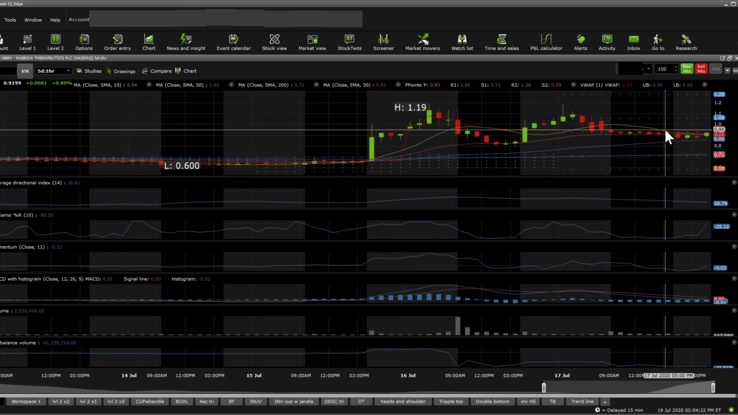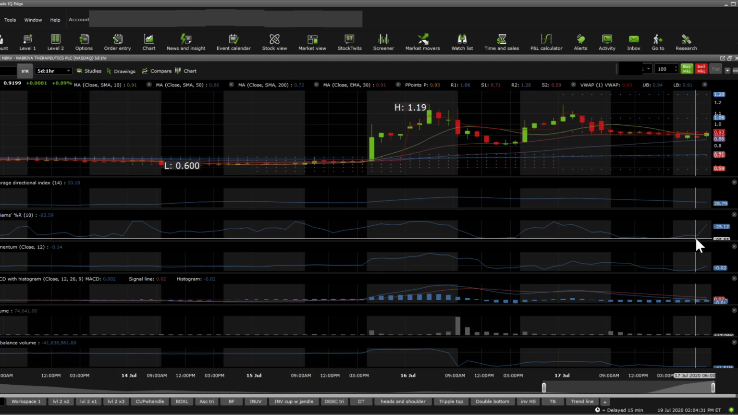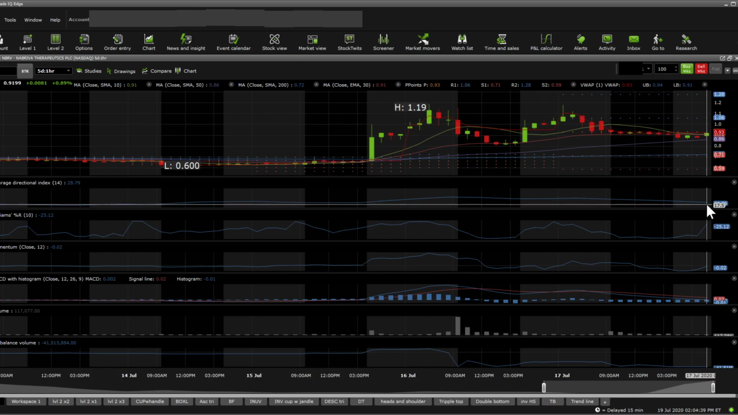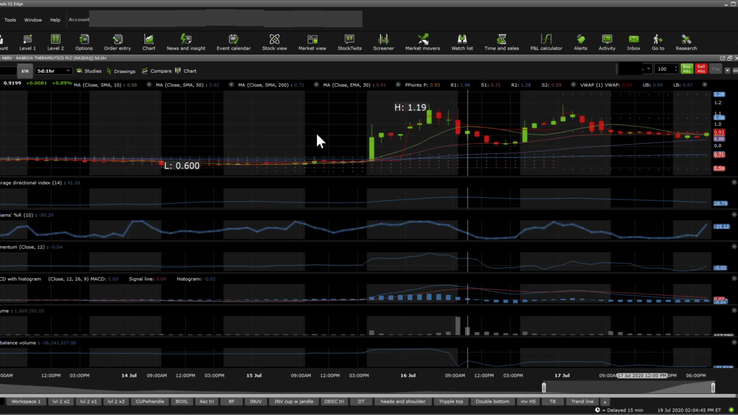Although the 10 SMA and the 30 SMA here are also very close. They're actually touching. 10 SMA and 30 SMA are touching 0.91, which is a signal for potential breakout. The Williams percent R, I'll ignore the last basic hour. It's more around, I would say, oversold during the day hours. The average directional index is sitting at around 28.79, which suggests a beginning of a trend. Nothing else to see here.